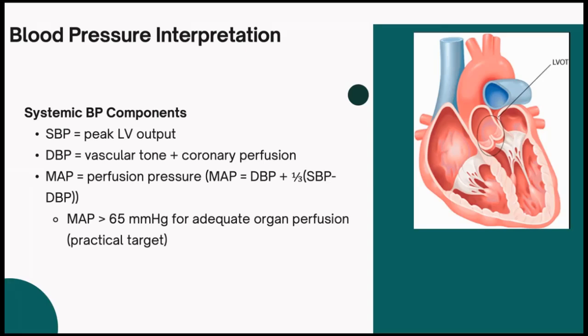Then if you look at the diastolic blood pressure, mostly it is because of the vascular tone. So if you see a low diastolic blood pressure, that is because of peripheral vasodilatation, and that will ultimately affect the mean arterial pressure.